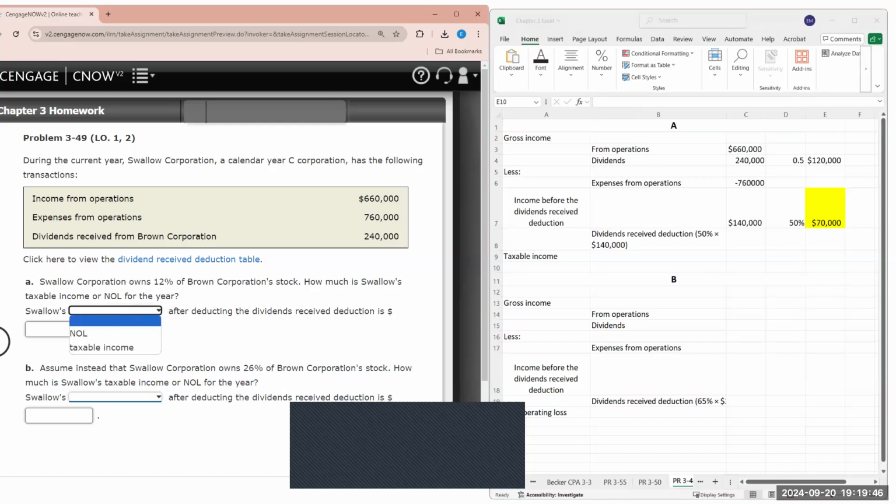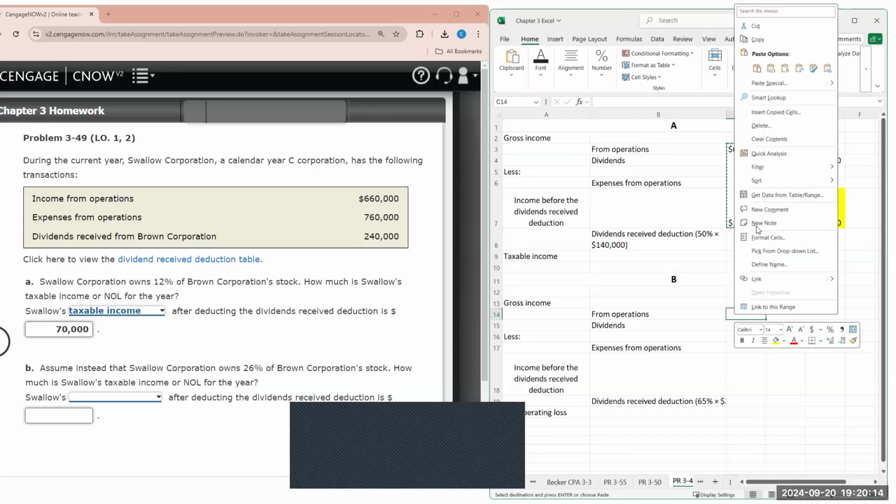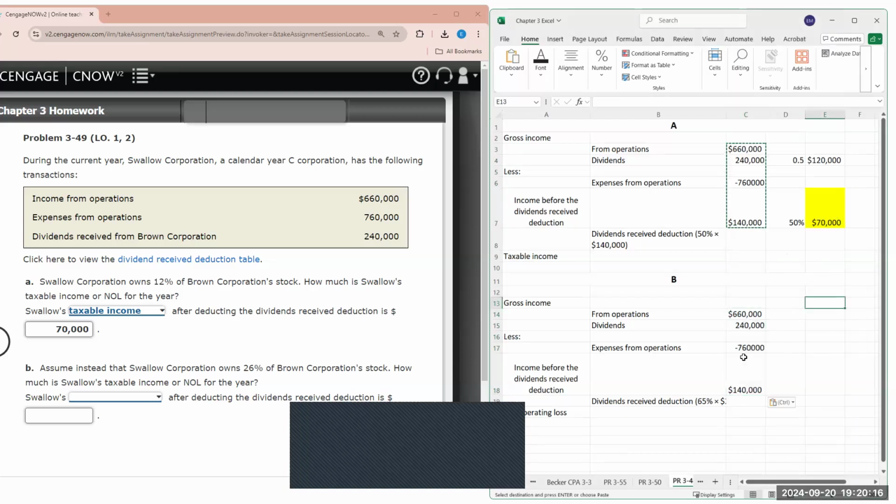So Swallow's taxable income after deducting dividends received deduction is 140,000 minus 70,000. It would be 70,000. So now for scenario B, it says assume that instead Swallow Corporation owns 26% of the corporation stock. So we already know this information. We can essentially just copy it over.